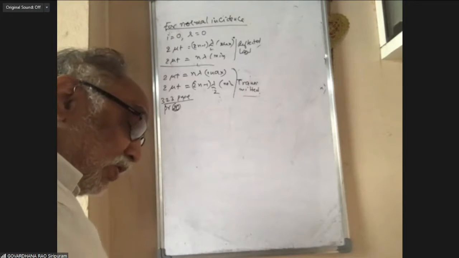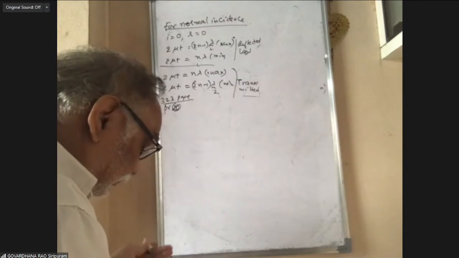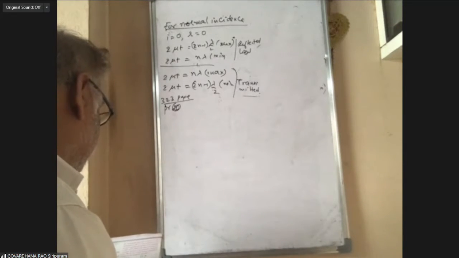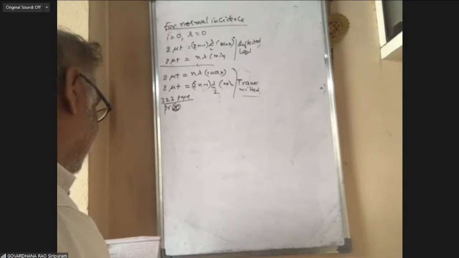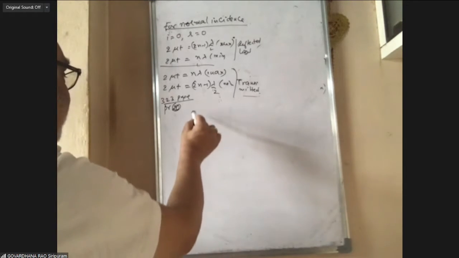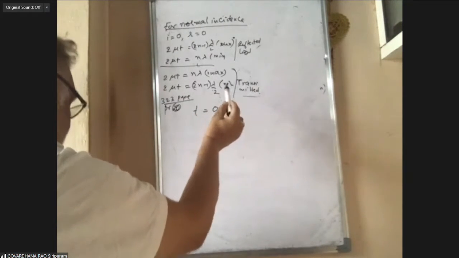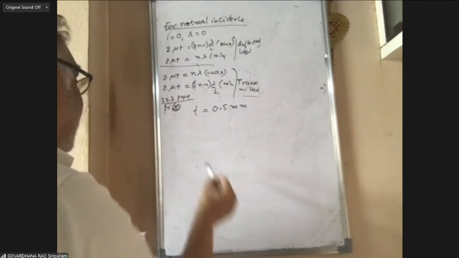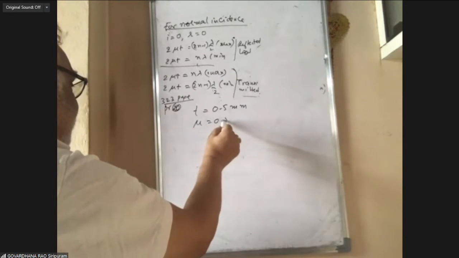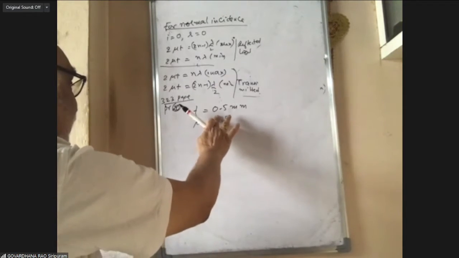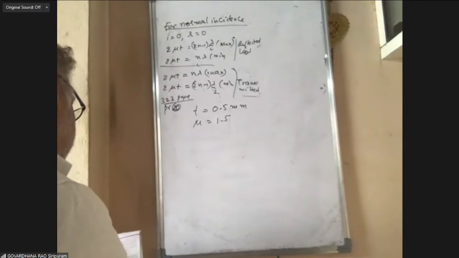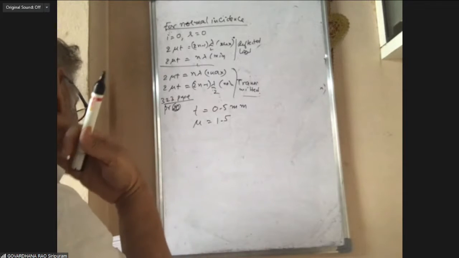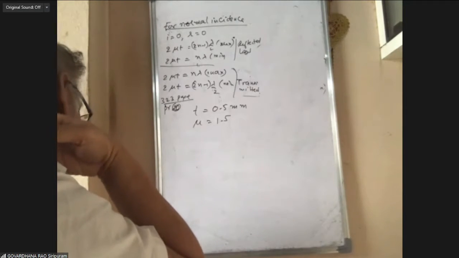Question number 20. See, a transparent glass plate of thickness 0.5 mm and refractive index 1.5 is placed in front of one of the slits in a double slit experiment. The wavelength of light used is 6000.